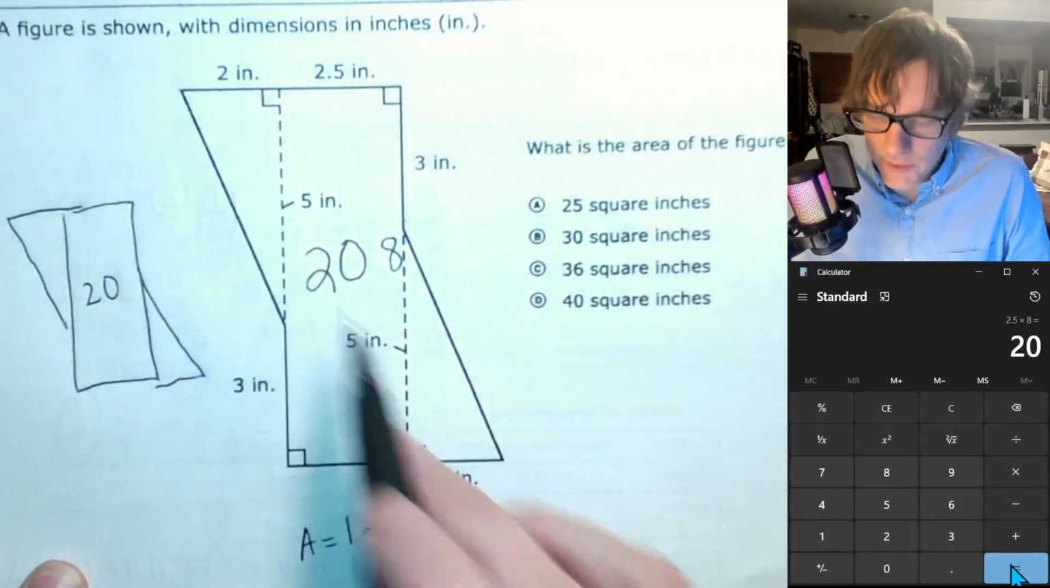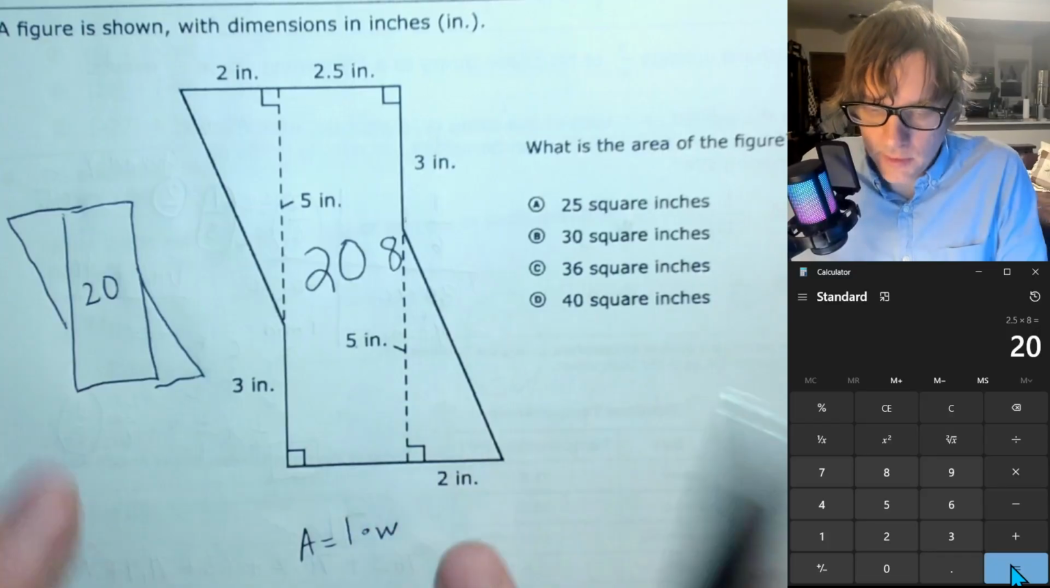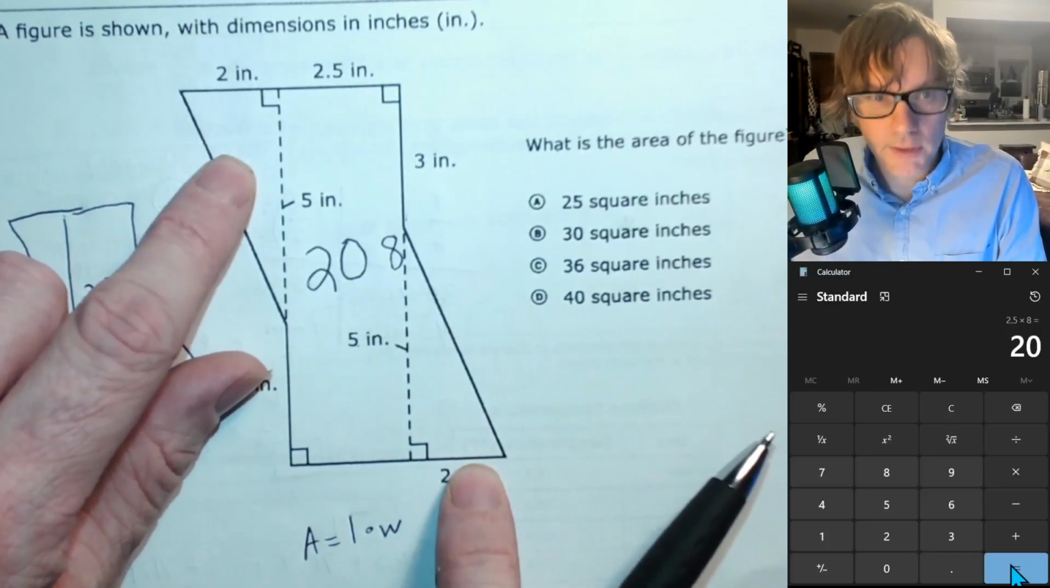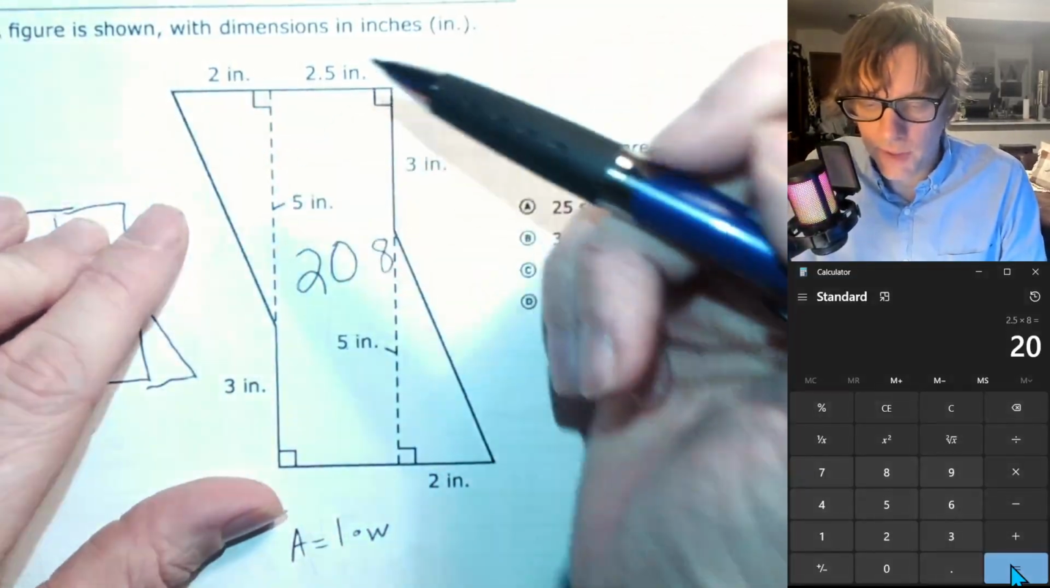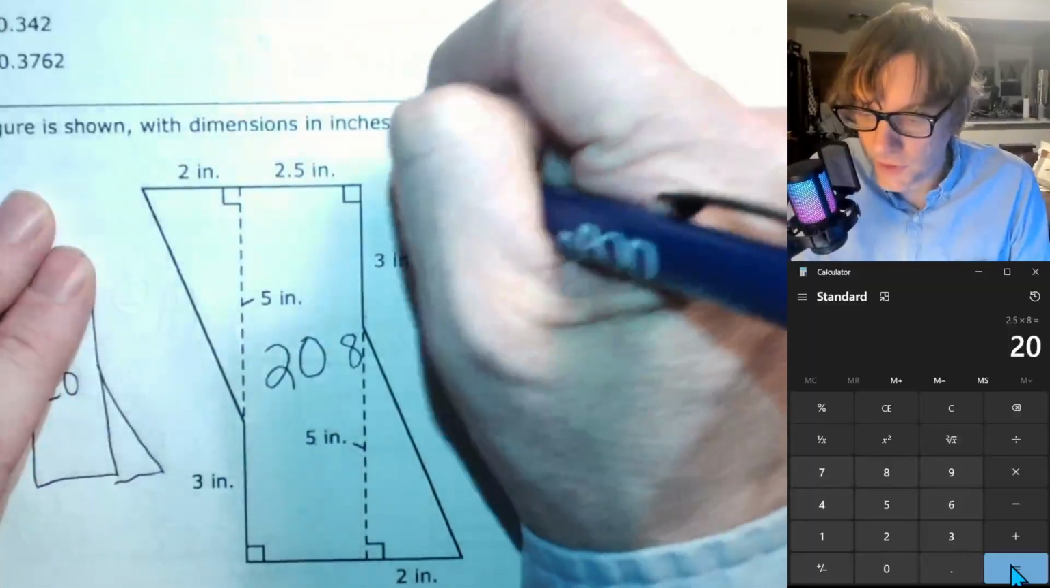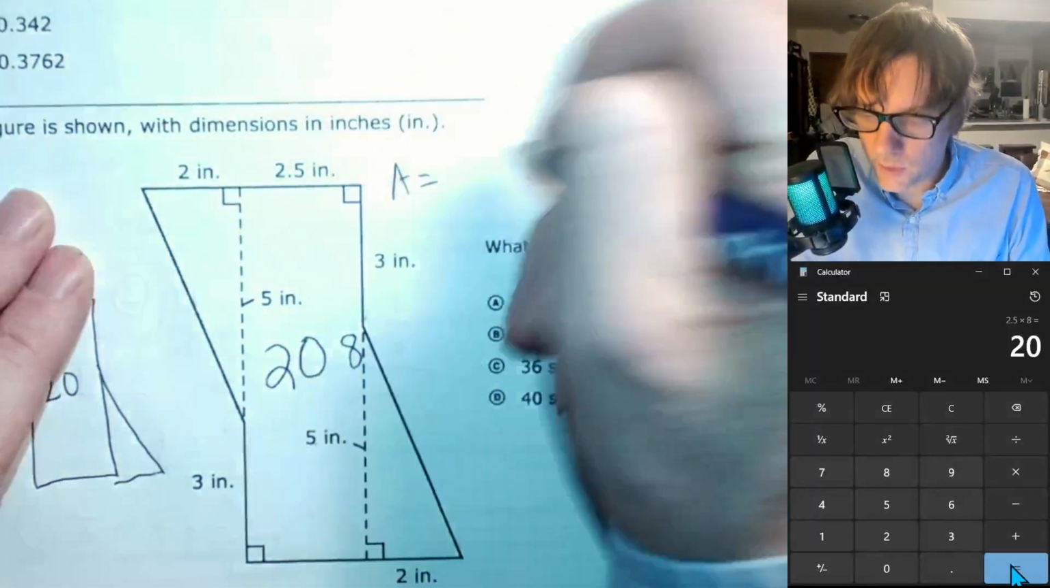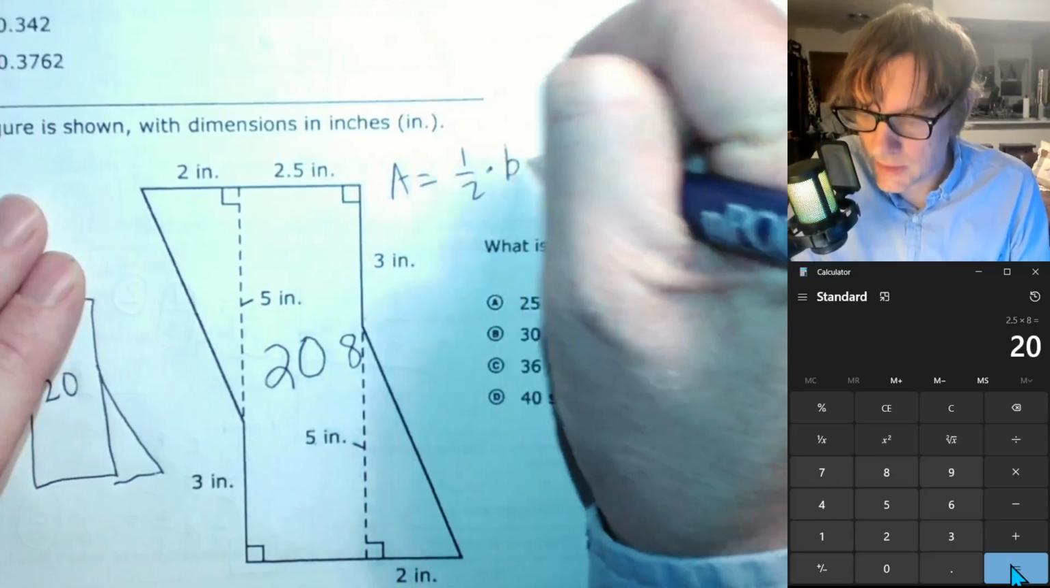All right, so now I've got to do these triangles. Notice the triangles are mirror reflections of each other, so once I get one, it'll be the same for both. I've got 2 here and 5 here. And again, remember, the area for a triangle is 1/2 times base times height.